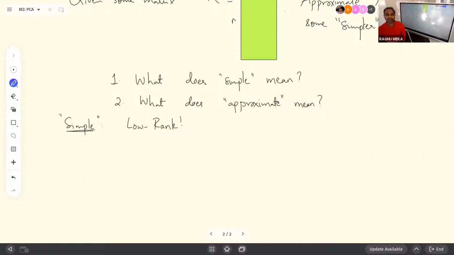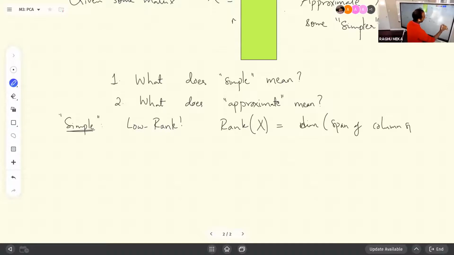Okay. So rank of the matrix is the number of linearly independent columns, or the dimension of the span of the columns, span of the rows, and all kinds of goodies like that, right? So rank of a matrix, there are many different ways to define it. It is the dimension of the span of the column space, which is also equal to the dimension of the span of the rows.